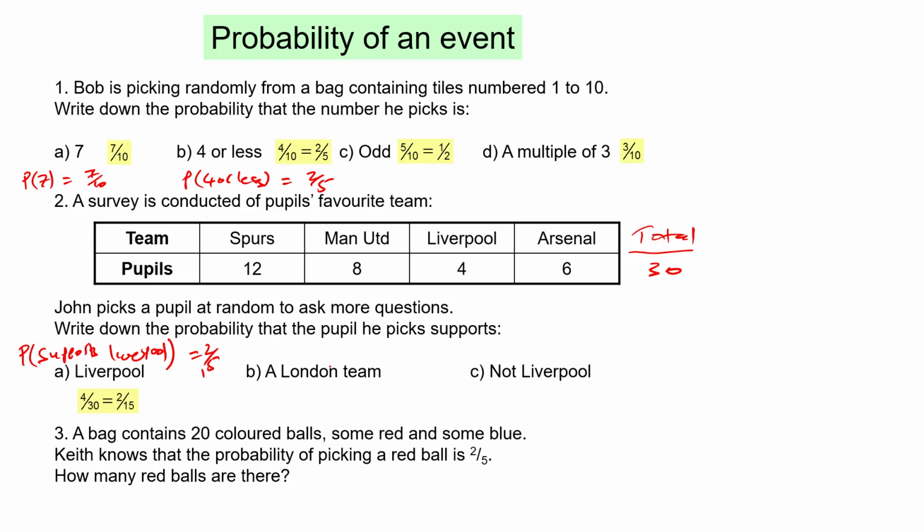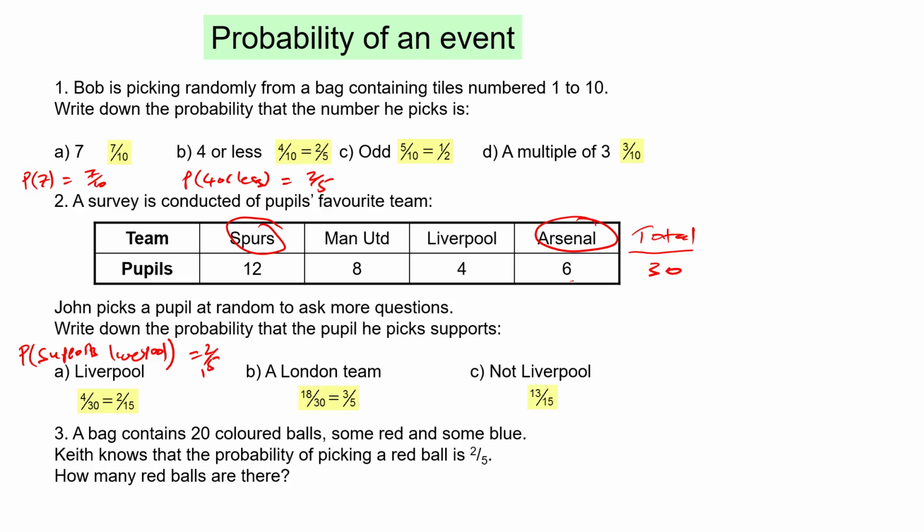A London team, well, there are 2 London teams here, Spurs and Arsenal. So it's a total of 18 out of 30, which we can simplify then to 3 out of 5. And not Liverpool, well, if we add everything else together, it's 13 out of 15.